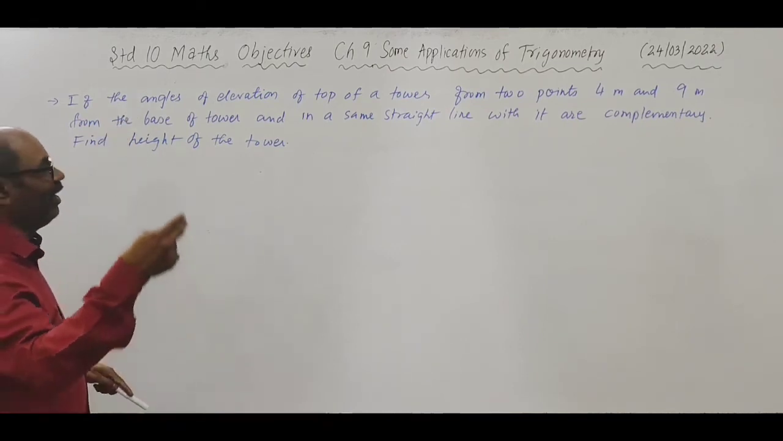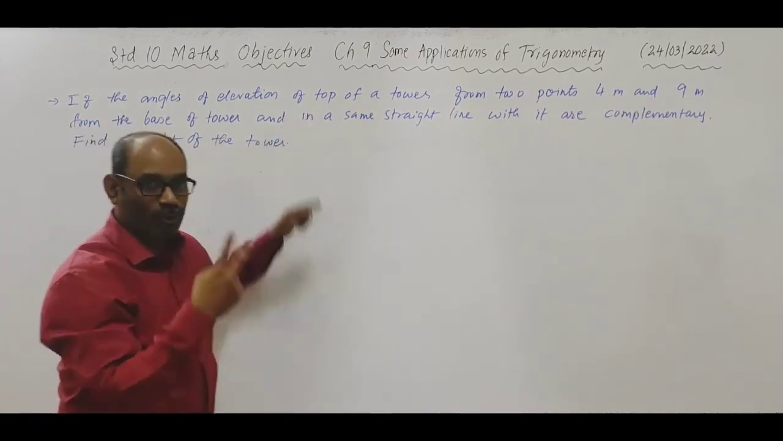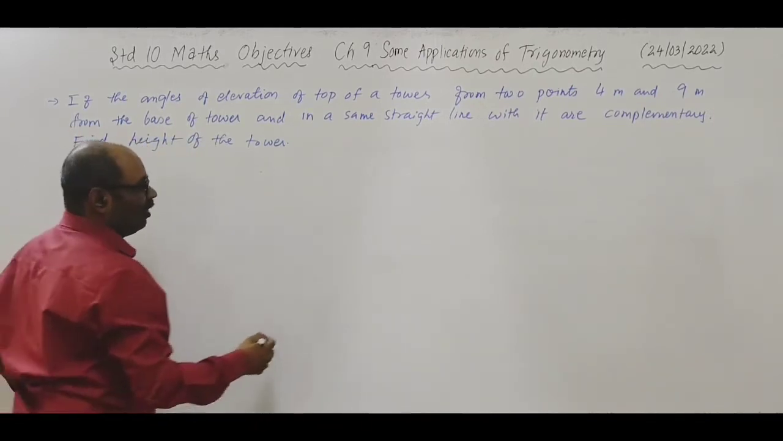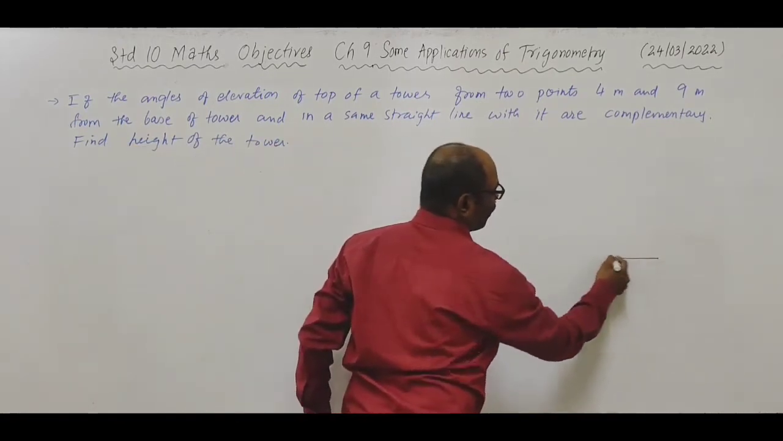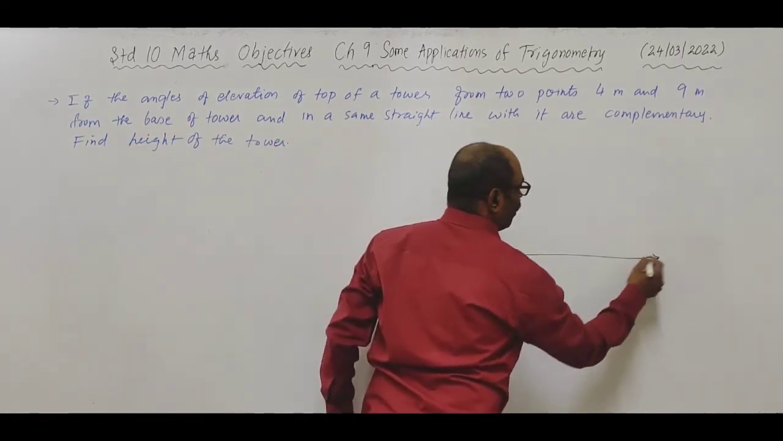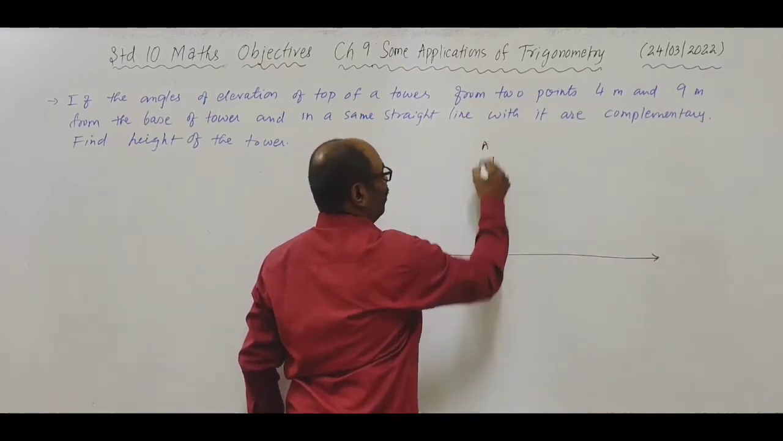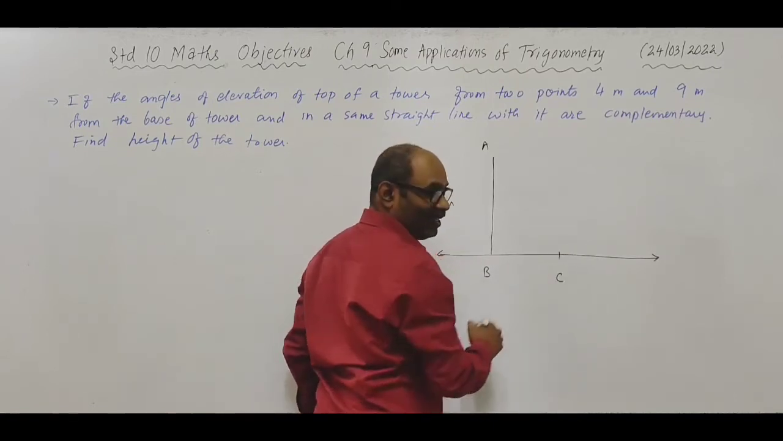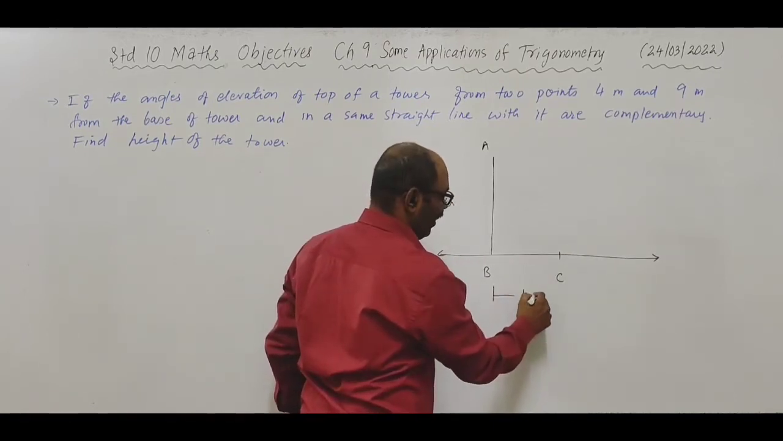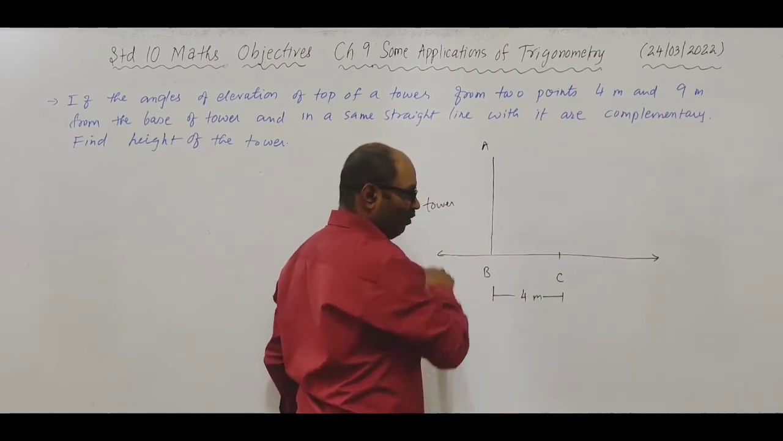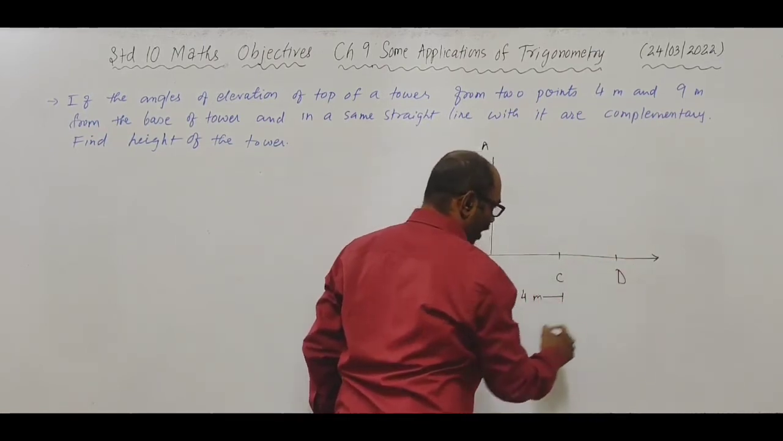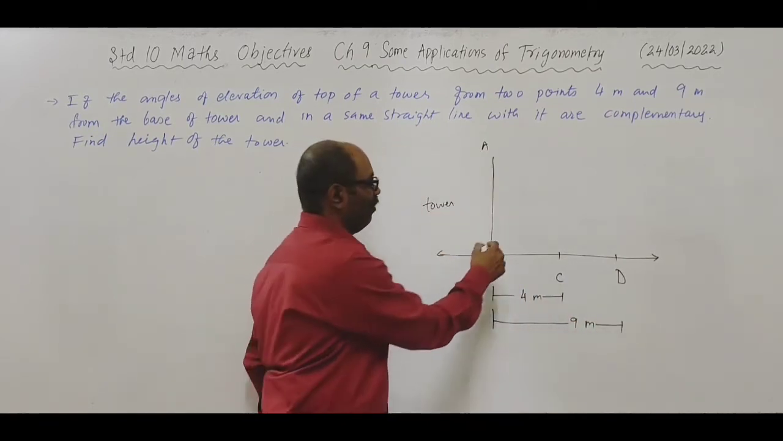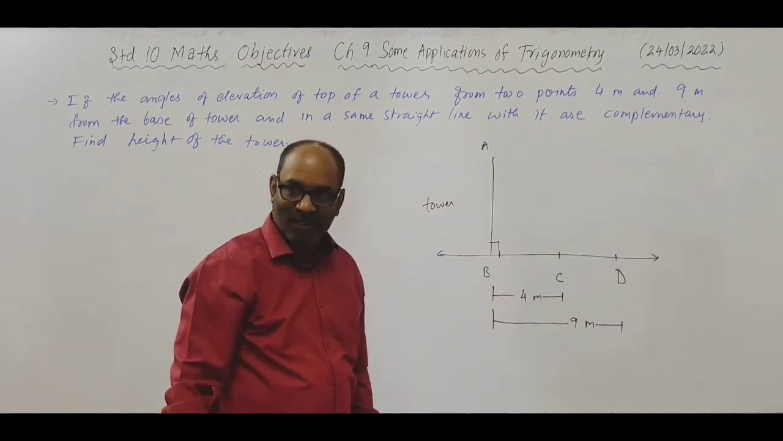From 2 points you are looking at the top of the tower, so you get 2 angles of elevation. And find the height of the tower. Let's represent it in the figure. This is tower AB, and there are 2 points. One point is C. How far is C? 4 meters from the base of the tower. And in the same straight line, you have another point. How far is D? 9 meters from the foot of the tower. Is that clear?